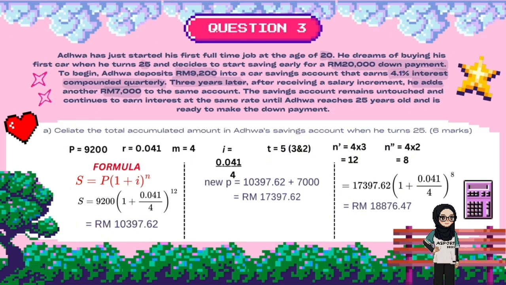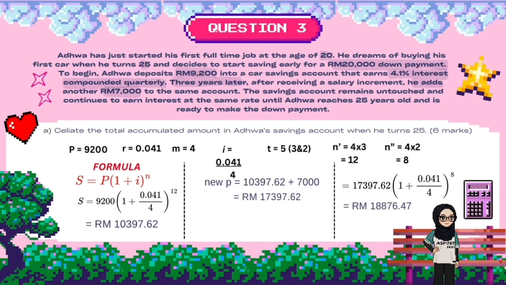After 3 years, Adwa adds another 7,000 ringgit to his account. So now we combine the amount he already has with the new deposit. To find the new P, we need to combine 10,397 ringgit and 62 cents and 7,000 ringgit. So the new P will be 17,397 ringgit and 62 cents. This will become our new principal for the remaining 2 years. Using the same compound interest formula, we now calculate the amount for 2 more years. So we need to substitute the values into the formula.